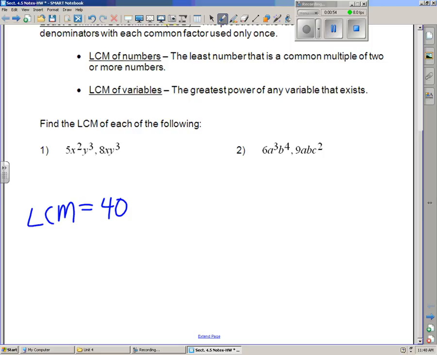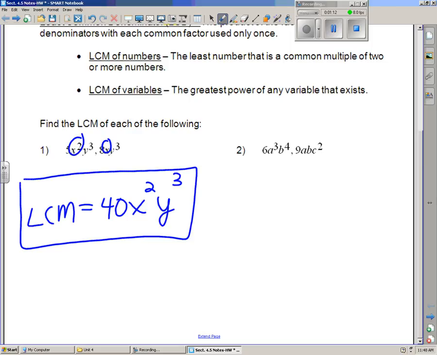In terms of the variables, what I'm looking for is the greatest power of any variable that exists. So in this case, my x's, I've got x squared and x to the first. So x squared is going to be part of my common denominator, or my common multiple, if you will. And they both already share y cubed. So my least common multiple, in this case, is 40x squared y cubed.